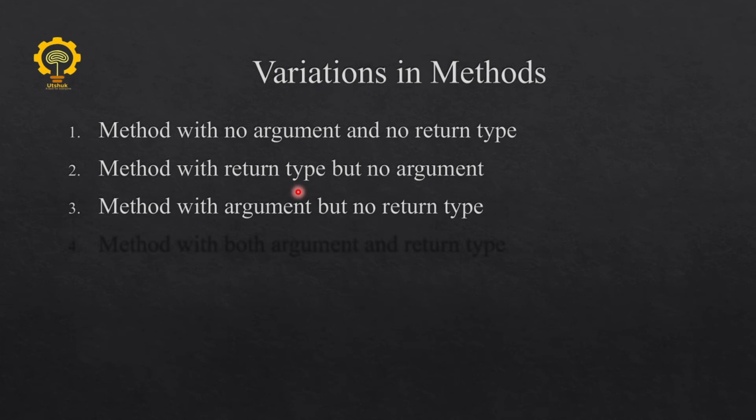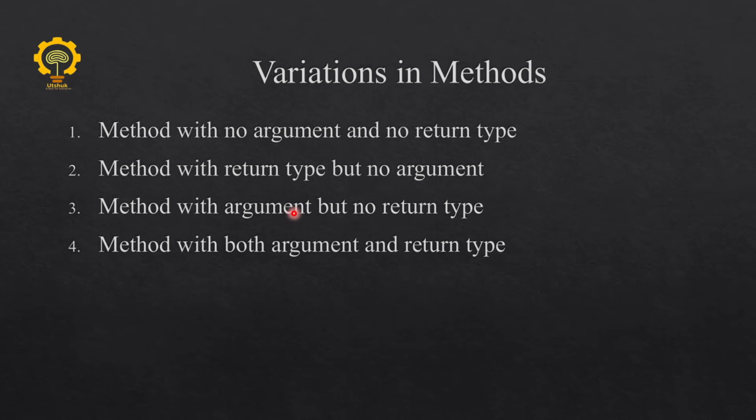Another one is method with argument but no return type, as this method gonna take the parameter or the argument but it does not return any of the value. And the last one is method with both argument and return type. So the final one gonna take some arguments and it also gonna return some values. So these types of variation can be formed in methods. In order to understand this variation in detail, let's move to the practical section of our methods in Java.